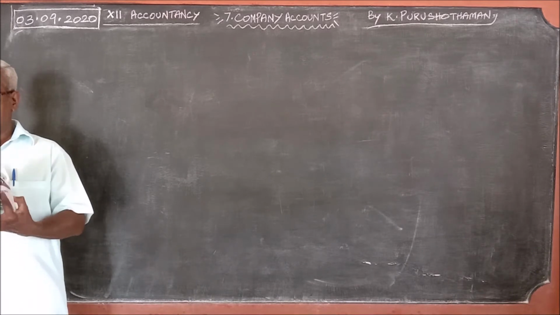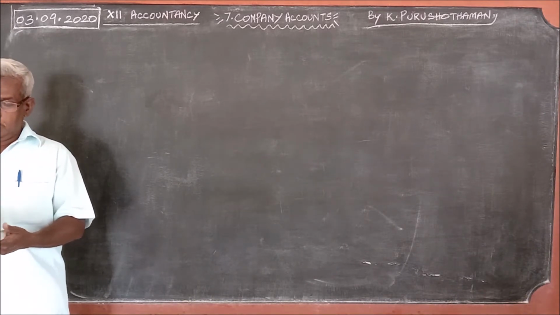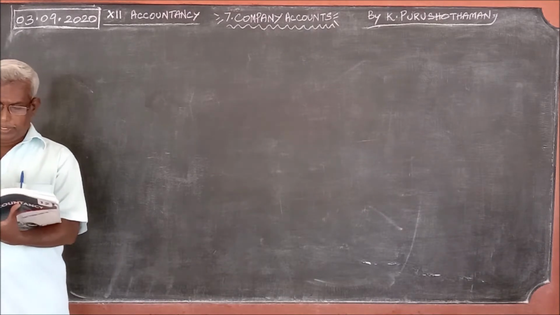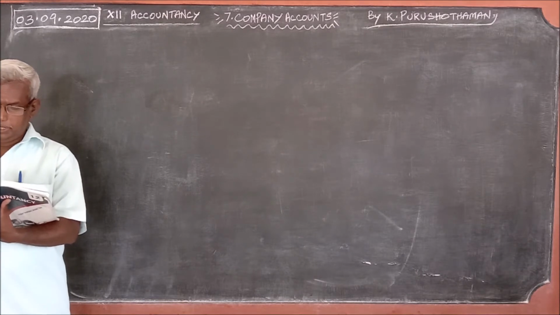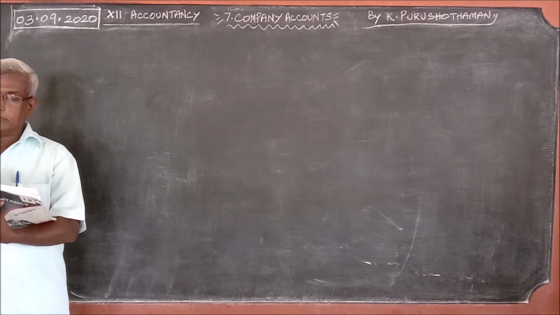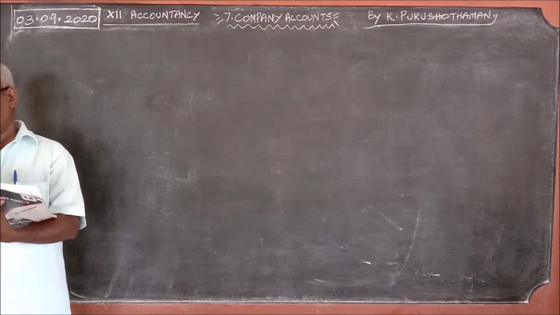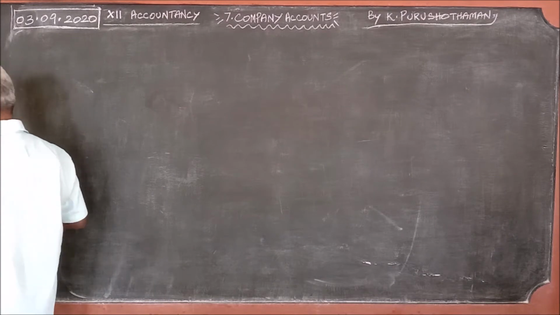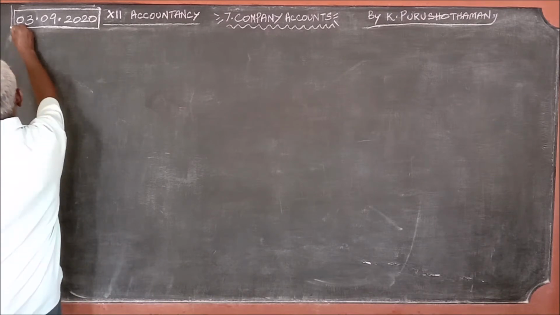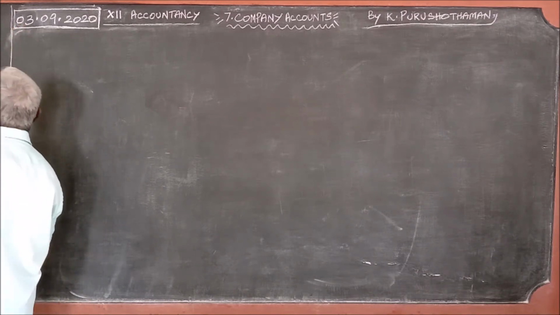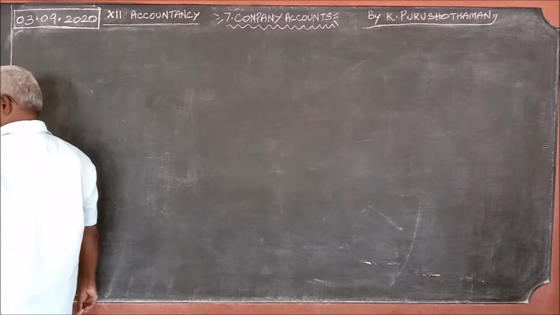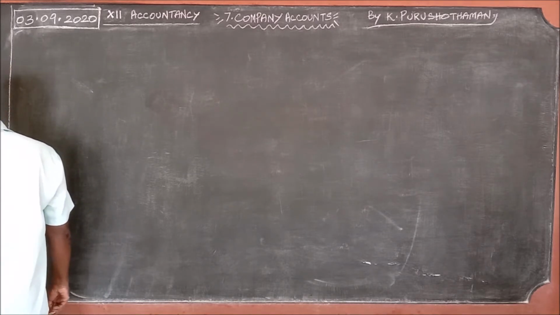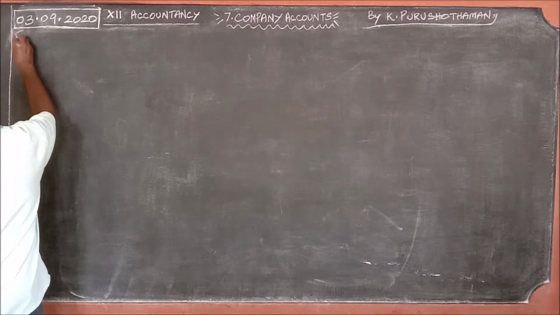Today we shall pass on to the next problem from the exercise under chapter number 7, that is problem number 12. It is a different problem. Though there are only 3 journal entries, you should listen very carefully to fill up the figures for those journal entries.